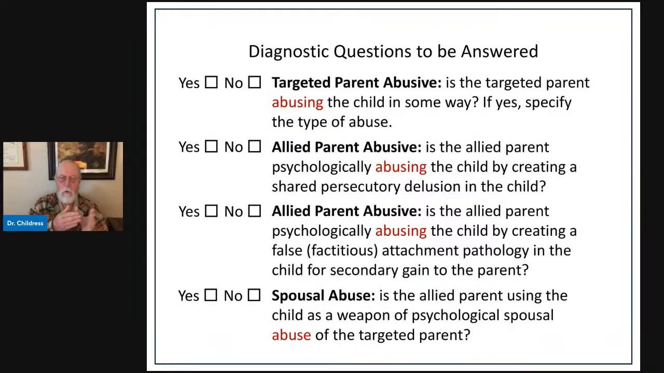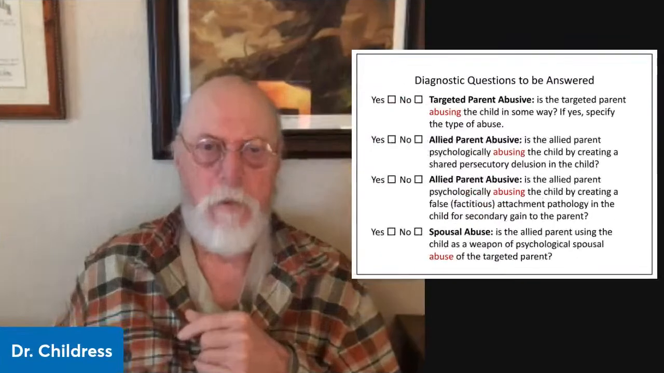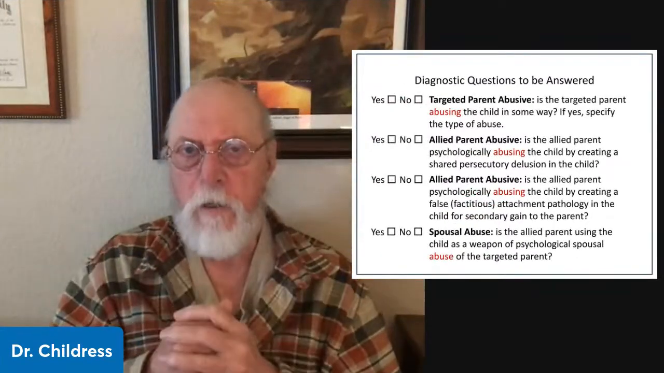Yes or no. Third question, is the allied parent abusive again? Is the allied parent psychologically abusing the child by creating a false, factitious attachment pathology in the child for secondary gain to the parent? Yes or no? Fourth question, is the allied parent using the child as a weapon of psychological spousal abuse of the targeted parent? Now, let me say something about the full diagnosis.